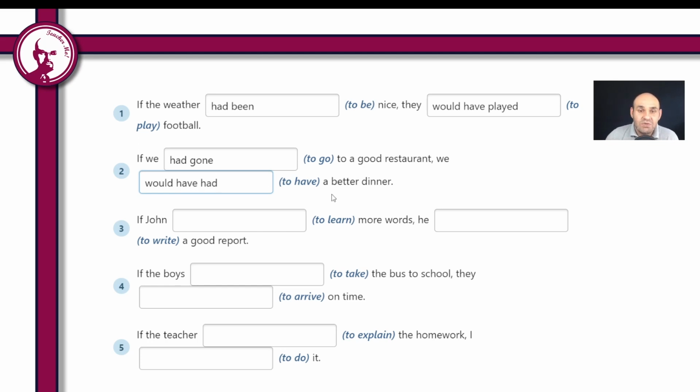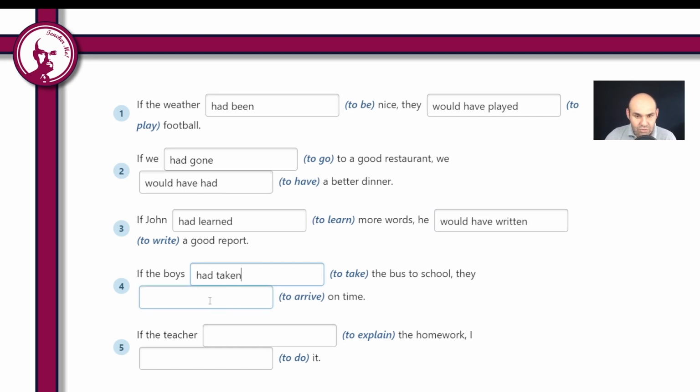In reality, we didn't go to a good restaurant. We went to a bad restaurant. But if we had gone to a good restaurant, we would have had a better dinner. If John had learned more words, he would have written a good report.